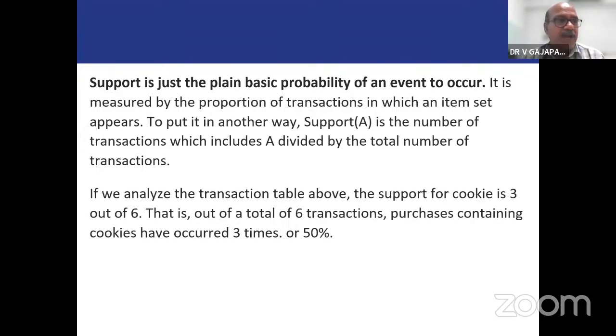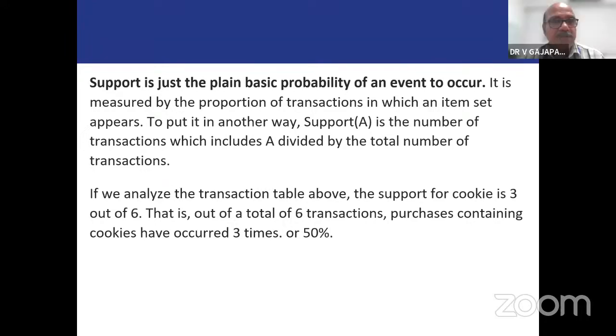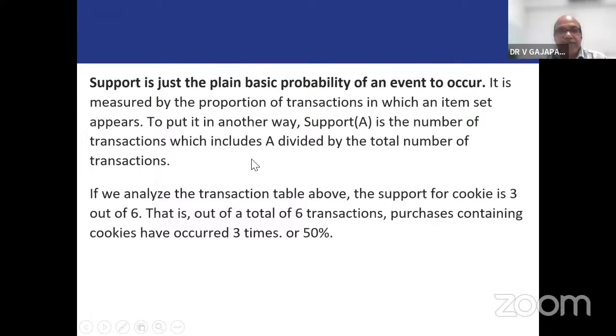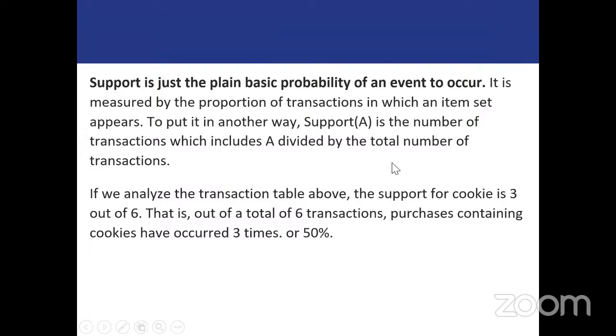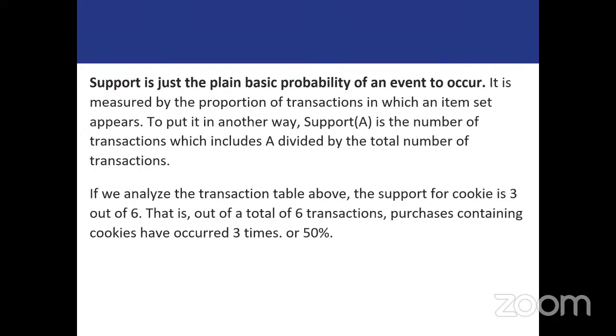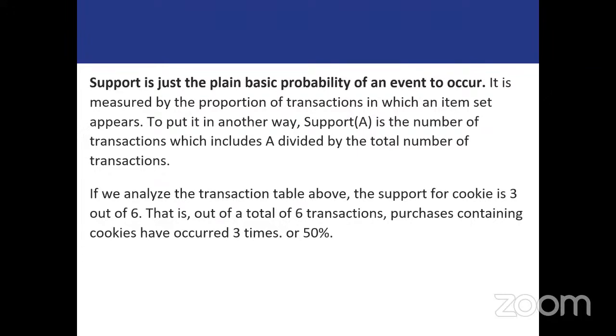Support is how much a particular product is purchased in your total set of products. They have put it in another way: support of A is the number of transactions which include A divided by the total number of transactions. This is a very, very simple probability, and this market basket analysis is using probability rules and principles.